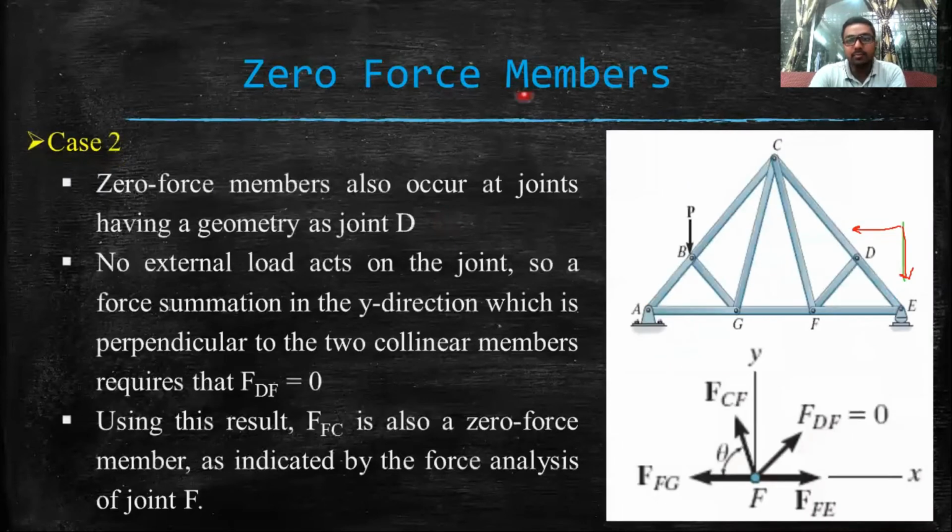Now the zero force may occur in this situation as well, where a zero force member also occurs at joint D, at joints having a geometry like joint D. As you can see, this angle is 90 degrees. As this angle is 90 degrees, and at joint D there is no external loading, there is no external force at all.